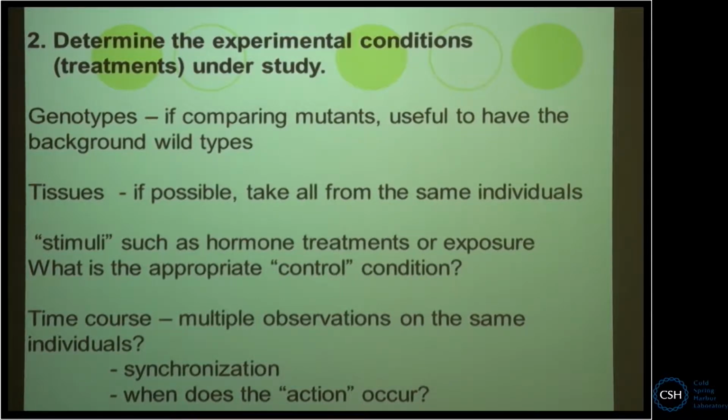Like if we're doing a time course, are we going to be able to take multiple observations on the same individual without damaging that individual, and so on, right? And we have to worry about synchronization among different individuals. So with yeast, great, we just heat shock them and they all start the cell cycle at the same time. But if you want to look at development of a disease in humans, you've got to know when they were infected, and we don't usually know that.